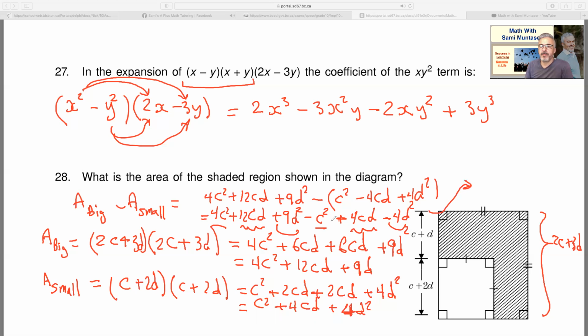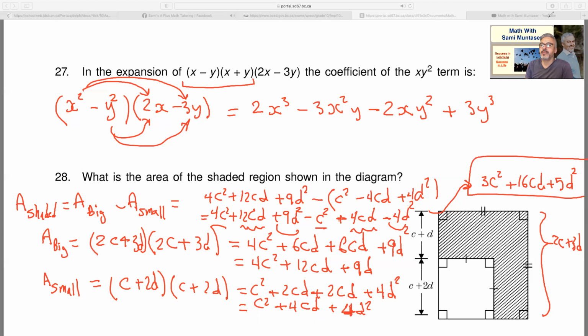4c squared minus c squared is just 3c squared. 12cd plus 4cd is just 16cd. And then 9d squared minus 4d squared is just plus 5d squared, and that's the area of the shaded region. So the area of the shaded region equals this, and therefore this is your final answer right there.